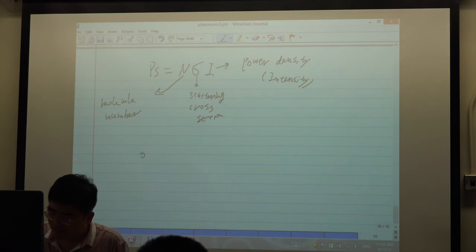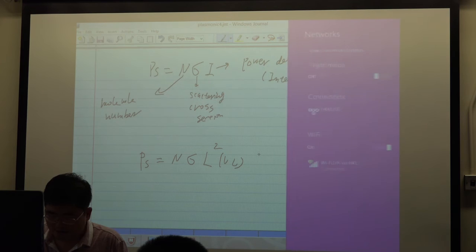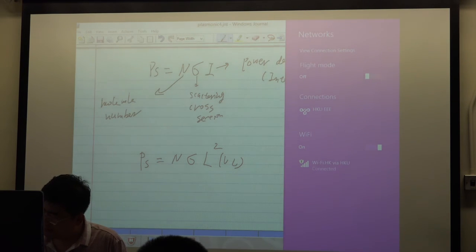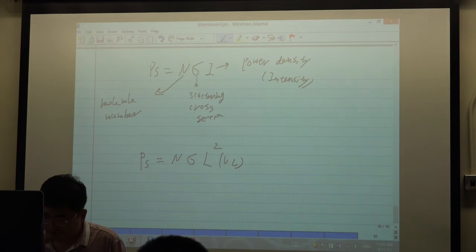So finally, the equation becomes N sigma, with |L(nu_L)| squared, which is the power, times |L(nu_S)| squared, times I(nu_L). So here is nu_S. The L(nu) equals E_local(nu) over E_zero.